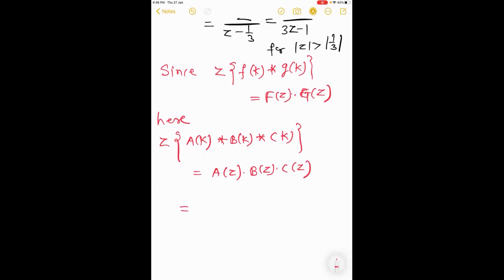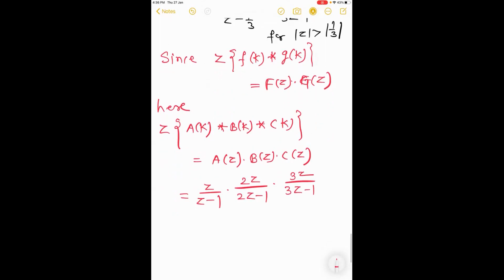That is giving you the answer as z upon z minus 1 into 2z upon 2z minus 1 into 3z upon 3z minus 1. That's it. For modulus of z greater than half, greater than 1 by 3, greater than 1. So all together it is mod z greater than half. Together we can write this down. Yes, are you following or not?